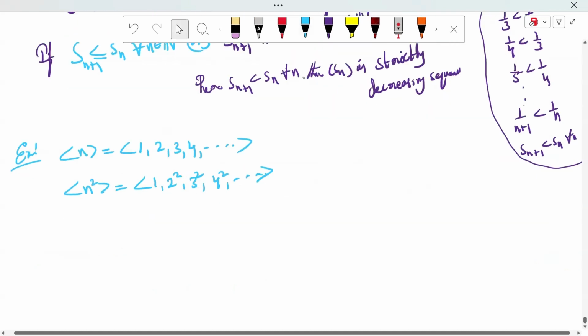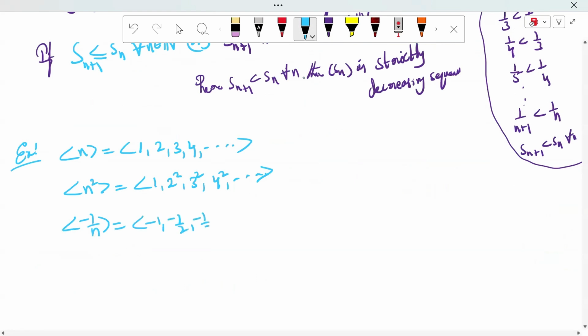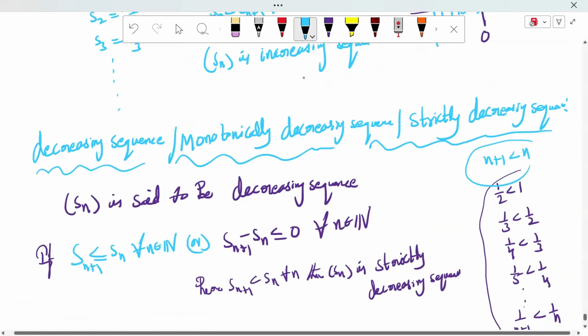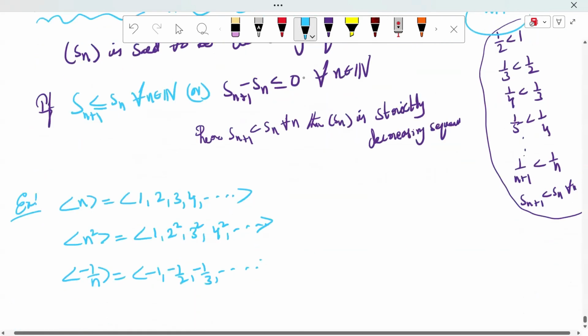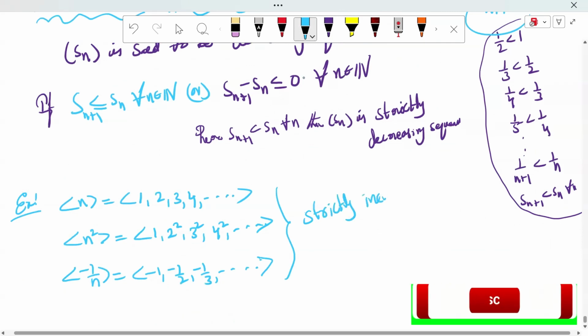For example, the sequence minus 1 by n, sir. Minus 1 by n is minus 1, minus 1 by 2, minus 1 by 3, and so on. It is a strictly increasing sequence, sir. These are strictly increasing sequences.